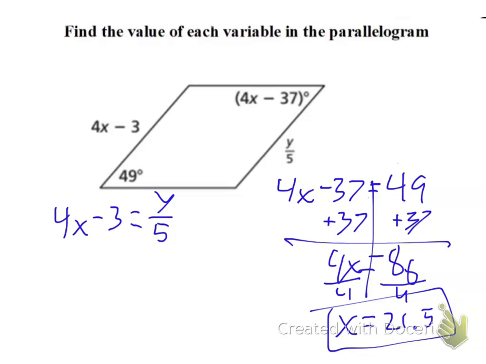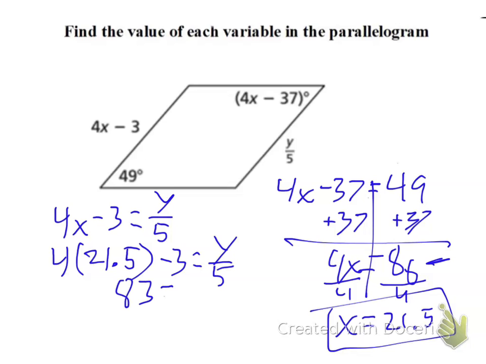All right, so let's see here. We know what x is now, so we take 21.5 and plug it in for x. And so we have 4 times 21.5 minus 3 equals y divided by 5. All right, so 4 times 21.5 is 86. That's what I had over here, right? Minus 3. So 86 minus 3 is 83. So 83 equals y divided by 5.